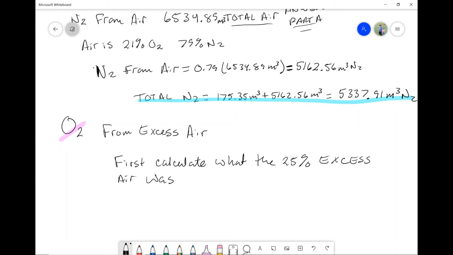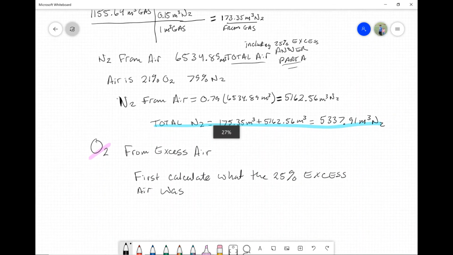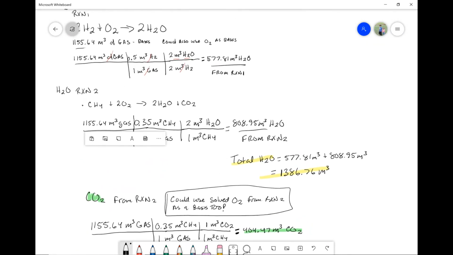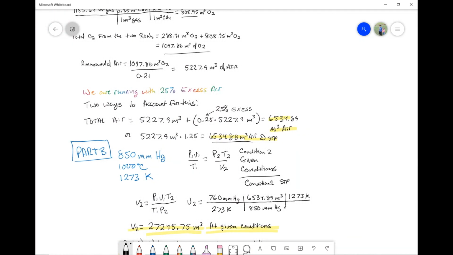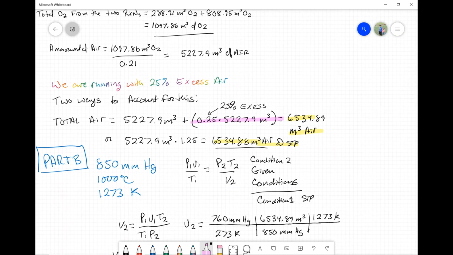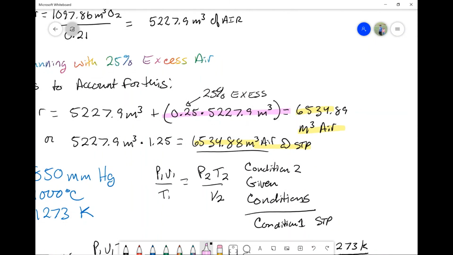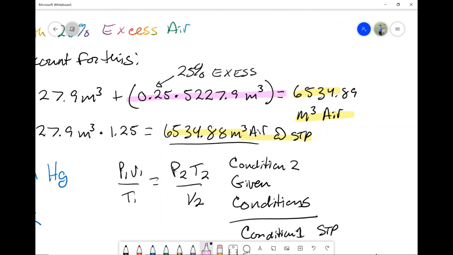And to do that, we have to go back and figure out what it was, and we already know because we wrote it down. So if we go back up here to part A, the total air we needed was 522.97. This was the excess air. If I was smarter, I would have calculated it and saved it for later because it came in handy. But this whole thing is the 25% excess. So 0.25 times 522.97.